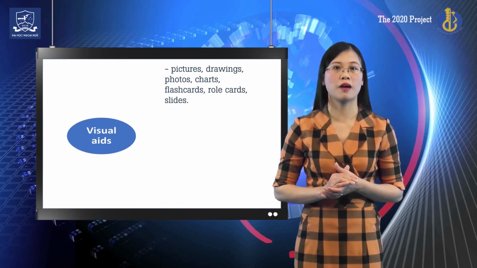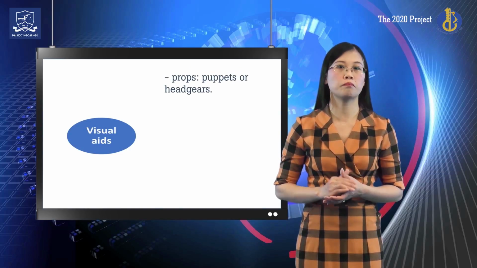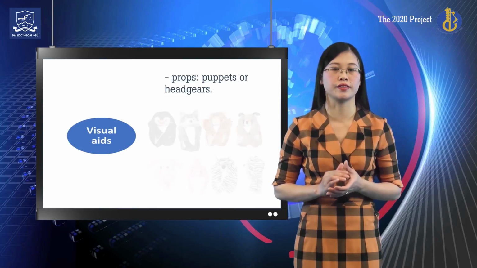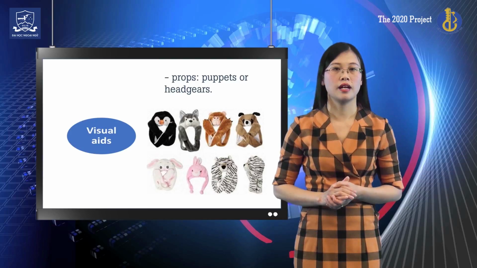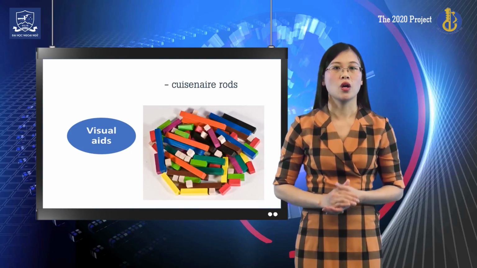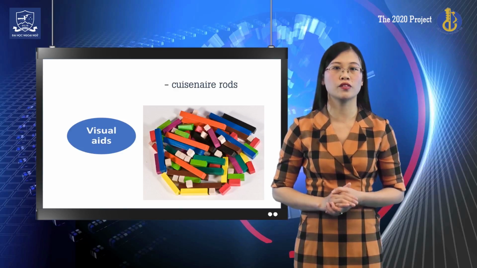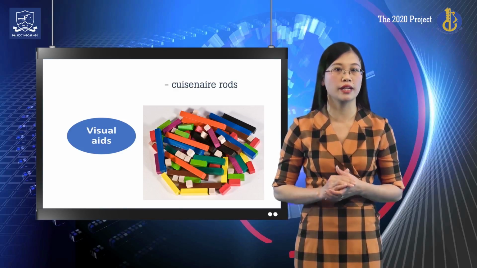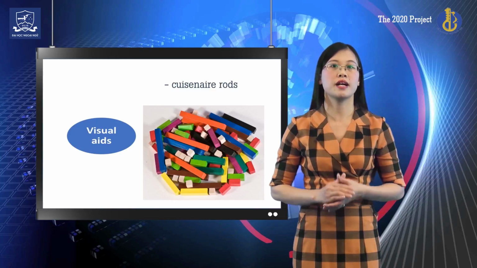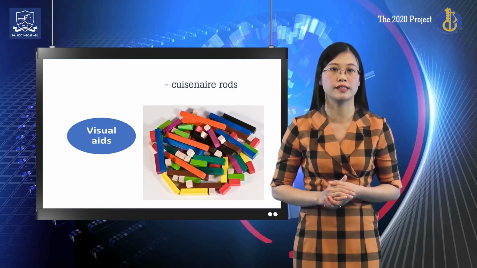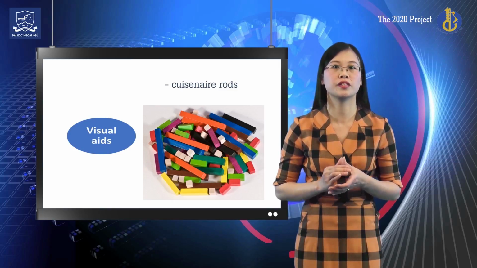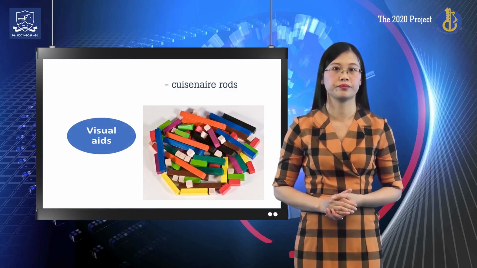Other examples are props, which include puppets or headgears, and Cuisenaire rods. Cuisenaire rods are small blocks of wood which have a variety of uses, such as illustrating colors, demonstrating prepositions of place, or showing word stress and number of syllables in a word.